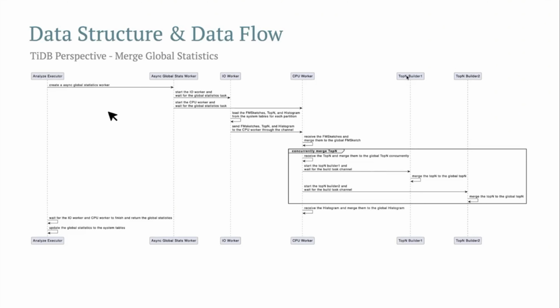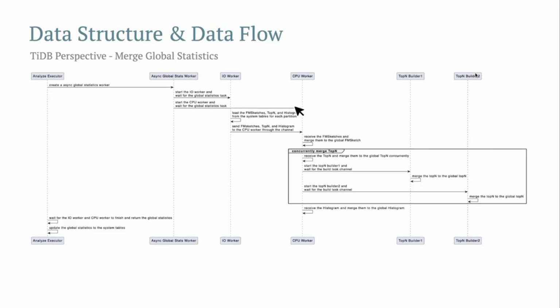And for the partition tables, as I said before, we have extra work to do because for the partition table, we need to merge the statistic from each partition to generate the global statistic. But in this process, we definitely need to do it concurrently. So basically, we will start the analyze async global stats worker. And in this worker, we will start 2 different routines. One is the I/O worker, another is the CPU worker.